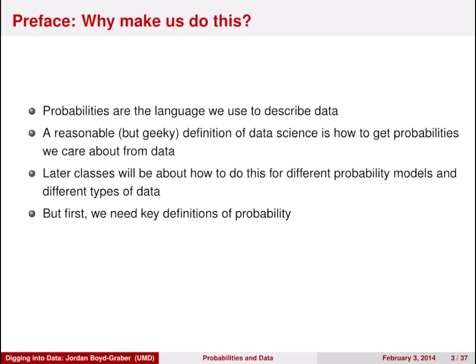So first, why are we even talking about probabilities? Well, probabilities are the language that we use to describe data. And frankly, data science is about how to get probabilities we care about from data. And in later classes, we'll be using these concepts extensively to build tools and to understand our data. So we really do need these definitions of probability.